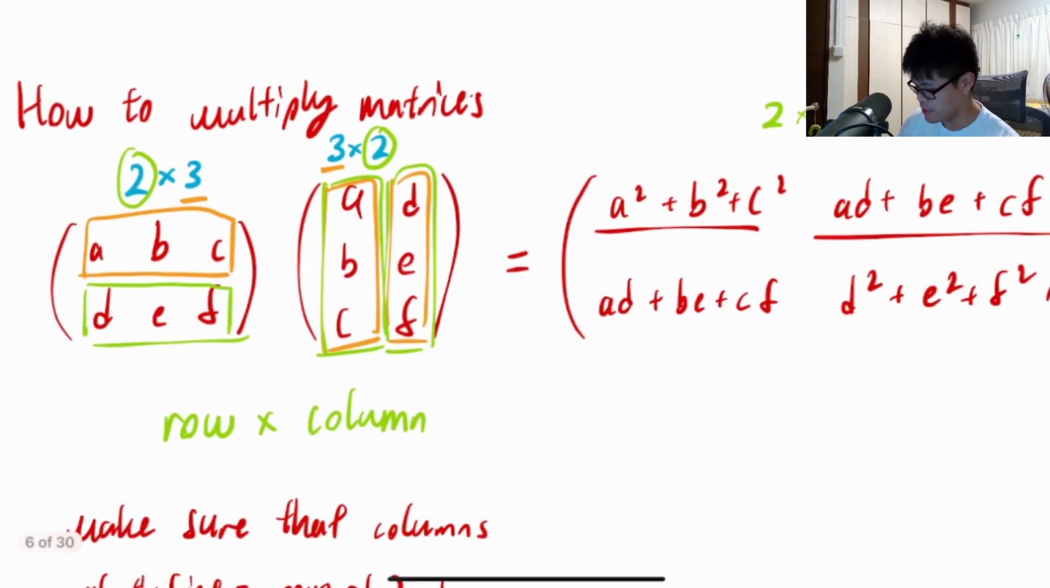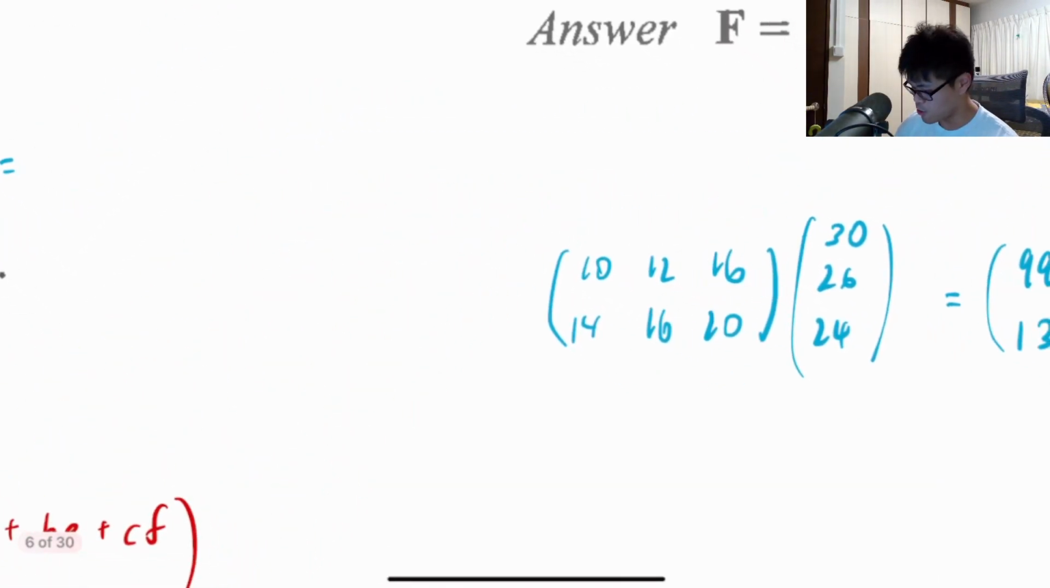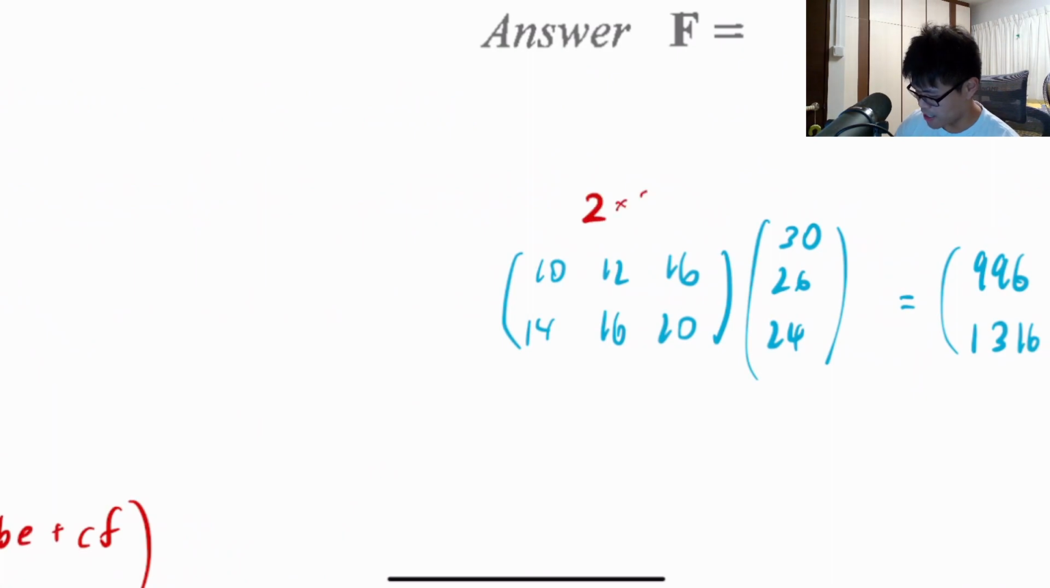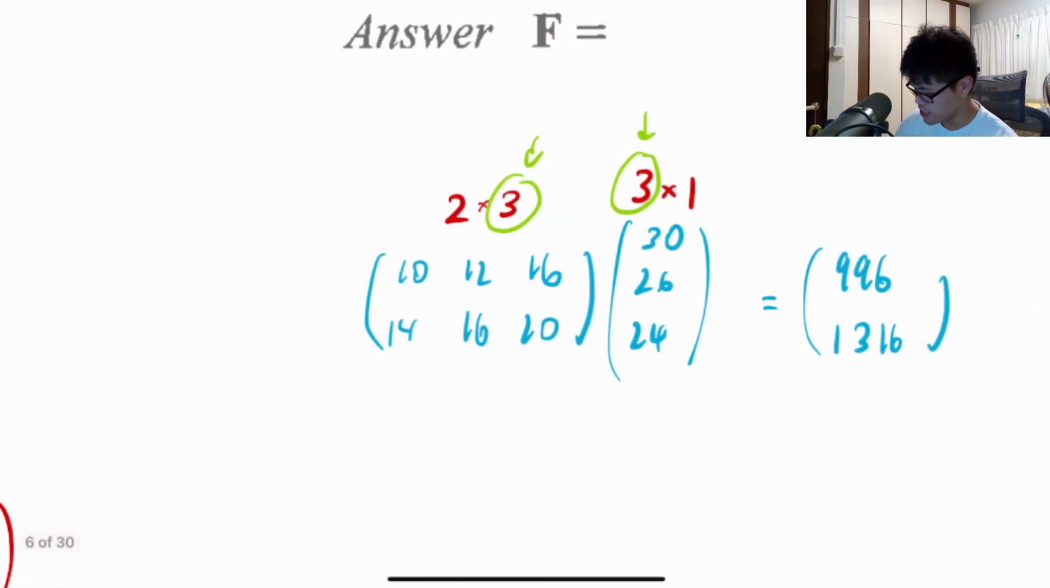And then we repeat for the number of column row multiplications, right? So how would that be applied to this question? We have a 2 by 3 matrix, 2 rows by 3 columns, multiplied by a 3 by 1 matrix, 3 rows and 1 column. Can we see that the row and the column of the two matrices match up? And we can tell that the final result will be a 2 by 1 matrix. So that's the first thing you need to know.